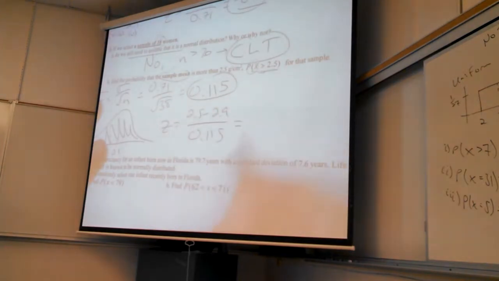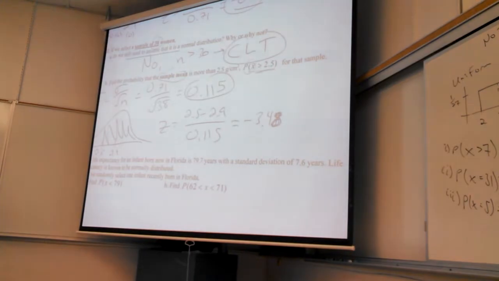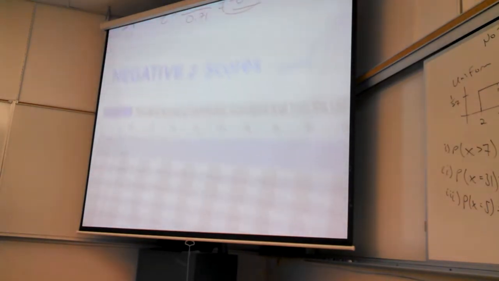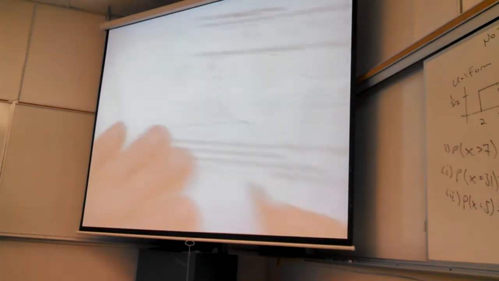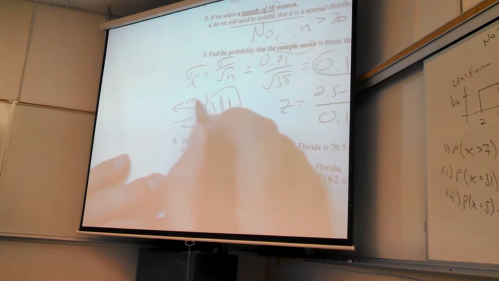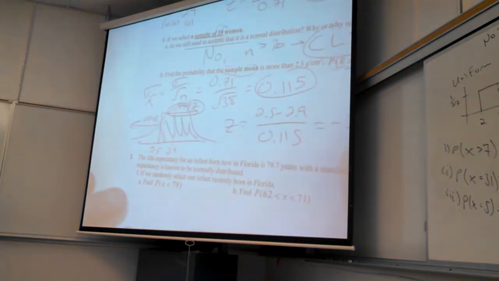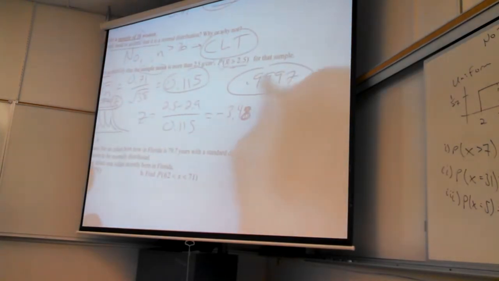So what do you get when you do this here? Negative 3.4782. So 3.48? Yeah. Cool. So always round it to 2 places. Why 2? Because the chart only goes to 2 places. And when we look at negative 3.48, 0.0003, I like it. And that's, of course, down here. So our answer is going to be 0.9997. So almost 100% chance.